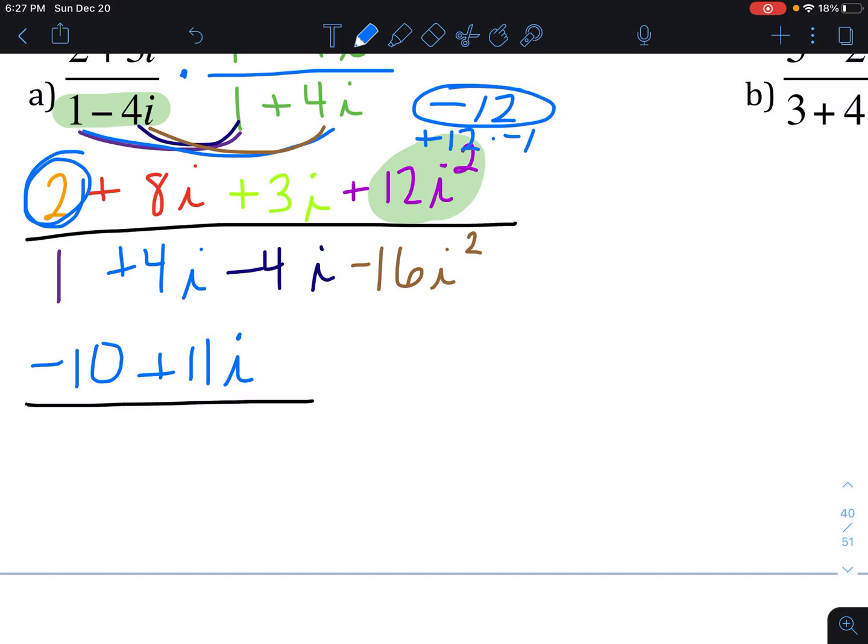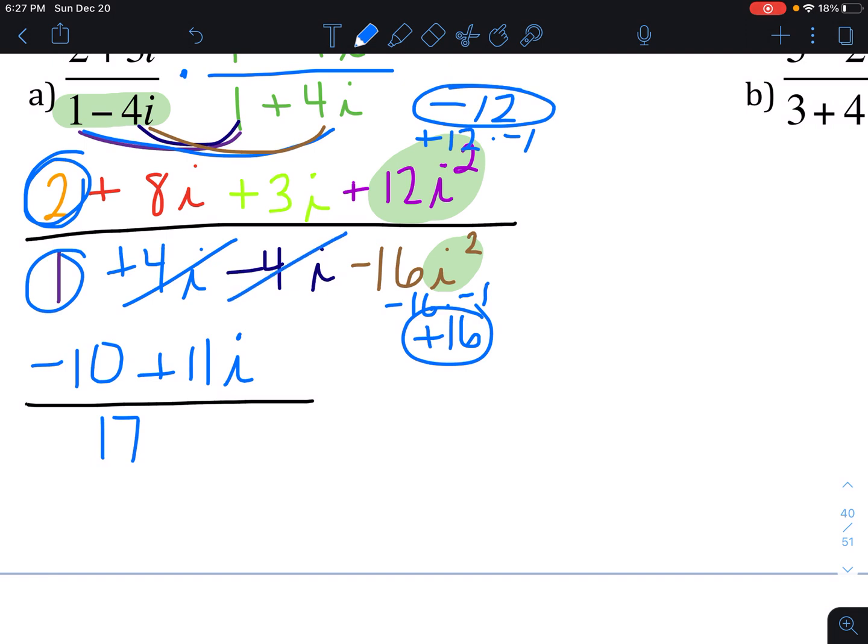Now let's combine like terms and clean up the bottom. So let's do this i squared. If it says minus 16i squared, that'll be minus 16 times negative 1, which is plus 16. So we can add 1 plus 16 to get 17. And then the i's, add them together. 4i minus 4i is 0i. So the i's will be eliminated in the denominator.